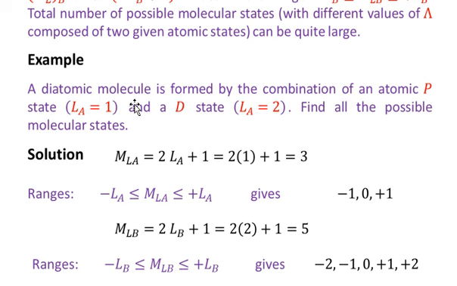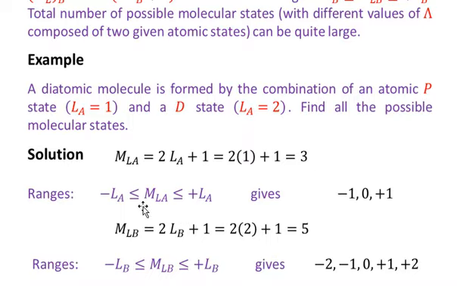And we have an atomic p state and an atomic d state. The values of LA and LB are given. So LA is equal to 1, and this should be LB, not LA, so LB is equal to 2. So let's compute the different molecular states. Since LA is equal to 1, we have 2LA plus 1, which is 2 plus 1 equal to 3. It means MLA has 3 possible values, that is, 3 projections of MLA are possible.